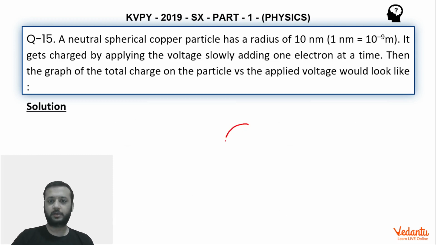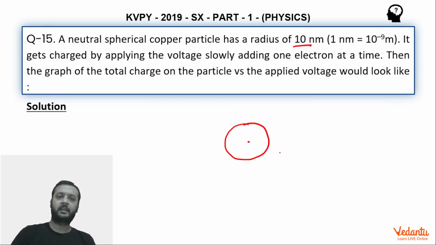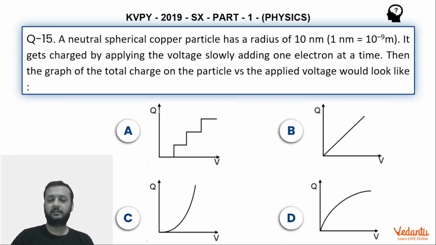Basically, we have got a neutral copper sphere whose radius is 10 nanometers. Now we are slowly adding electrons one by one, and we have to choose the correct graph between the magnitude of the charge on the sphere and magnitude of the potential. Here they have given charge versus potential graph, but in my opinion it should be magnitude of the charge and magnitude of the potential.